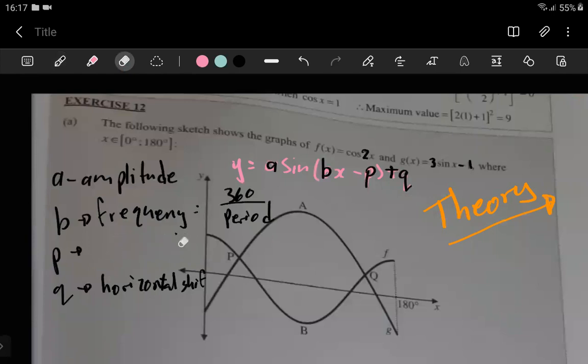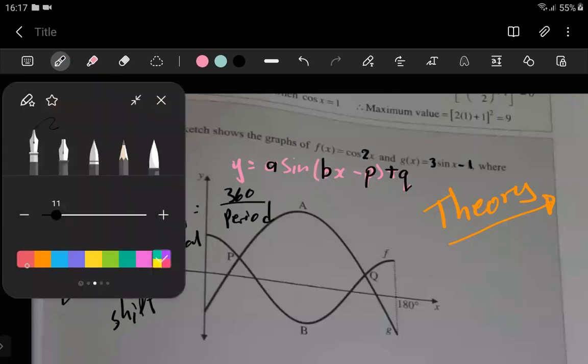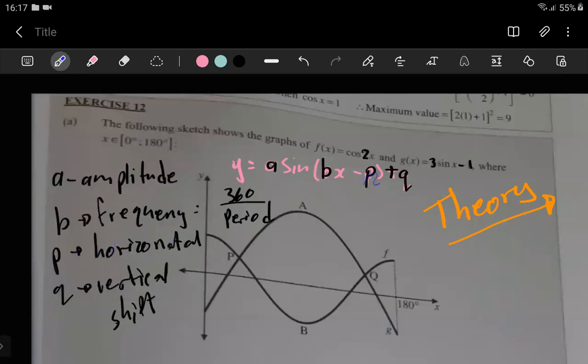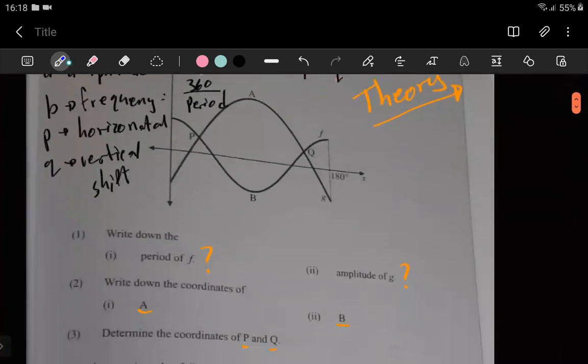Oh wait, good Lord. Vertical is from top to bottom, so that's for Q. And then P is for horizontal. Anything that's fishy, we should not leave alone. But yes, this is fine. So P here is going to be the horizontal shift, which is a shift from left to right, and Q is going to be a shift from top to bottom. So as long as we know that, we are good to go.